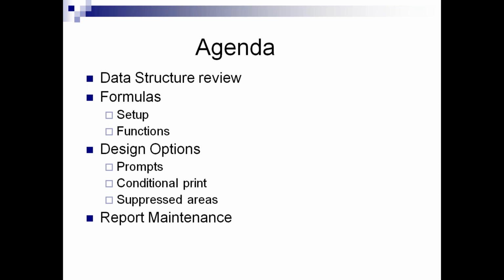Once we get through the functions, we'll come back into the software and take a look at some design options, how to set up prompts within the report design so that the person running the report, they may need to answer some questions to get the correct information that they need. We'll talk about how to set up conditional print areas where instead of setting up an overall condition on the report, you're putting a condition in a specific column for a specific value to print. We'll talk about suppressed areas as well.